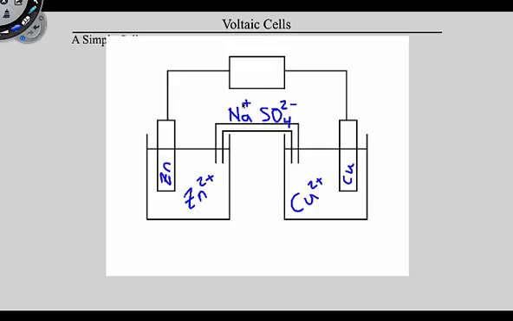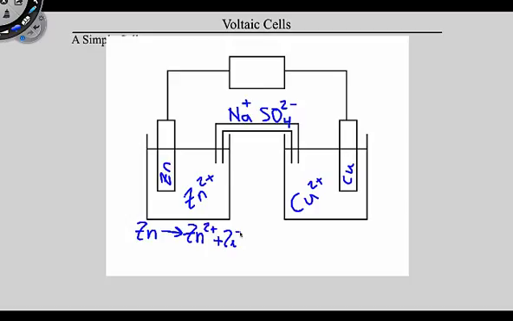Okay, so now guys, let's talk about the chemistry that's taking place by representing the half reactions. So let's focus on our zinc cell first. So guys, what is taking place in that cell? Is zinc metal becoming zinc ion, or is zinc ion becoming zinc metal? Metal to ion? Yes. So zinc is becoming zinc ion, and it is releasing 2 electrons.